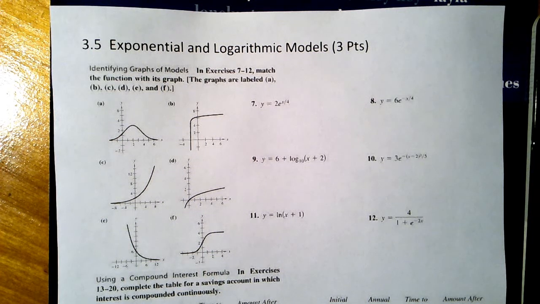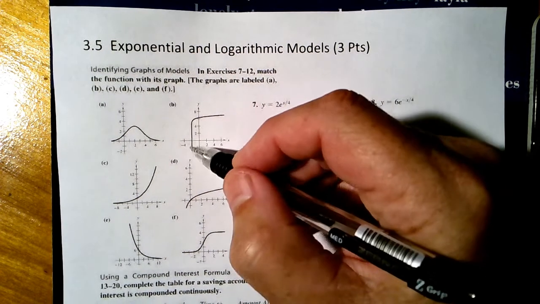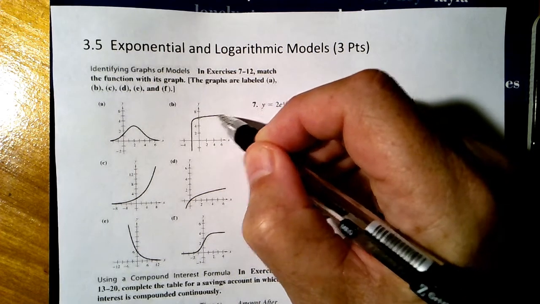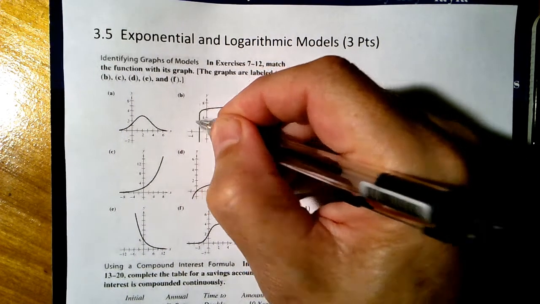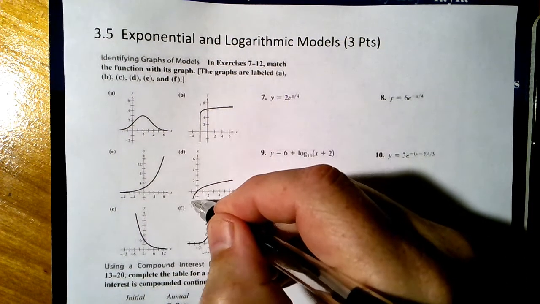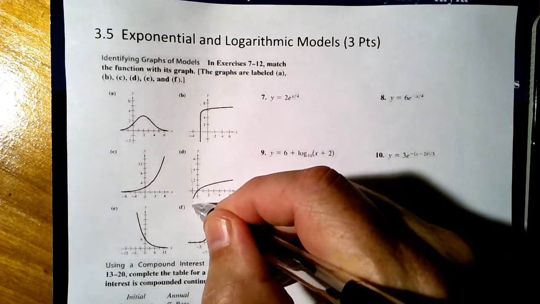Welcome to 3.5. We're talking about exponential and logarithmic models. Lots of real-world examples of these. And there's actually some notes on some different looking graphs. However, I would suggest this one looks like perhaps a logarithmic graph, where we have an asymptote right through here. This one might be logarithmic.